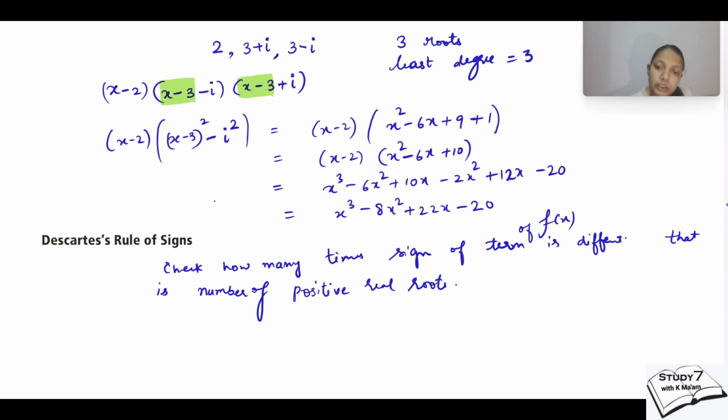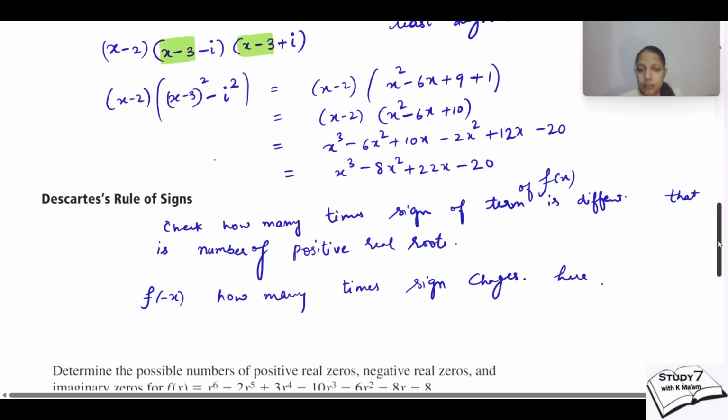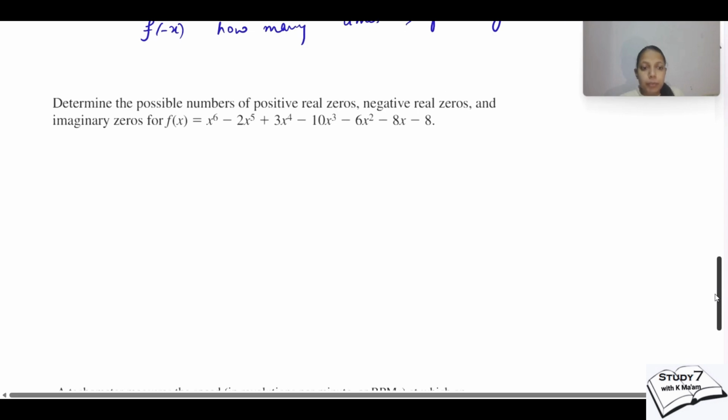Same thing for negative roots: you have to check how many times the sign of f of negative x is changing. And if the degree of the polynomial is odd, it has at least one real root. I think with the example it will be more clear.